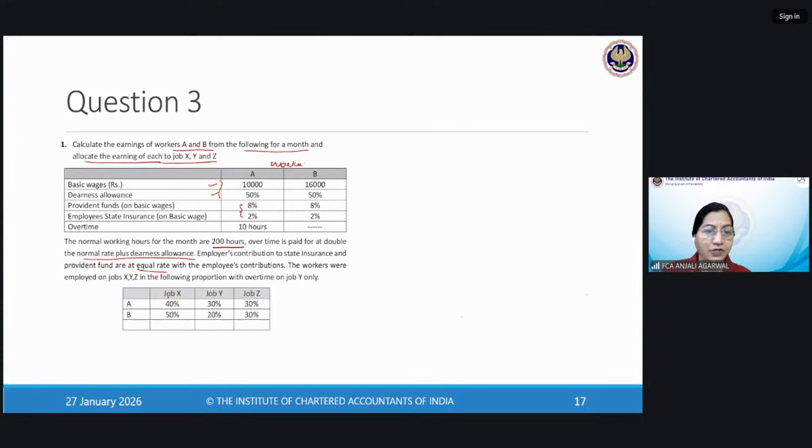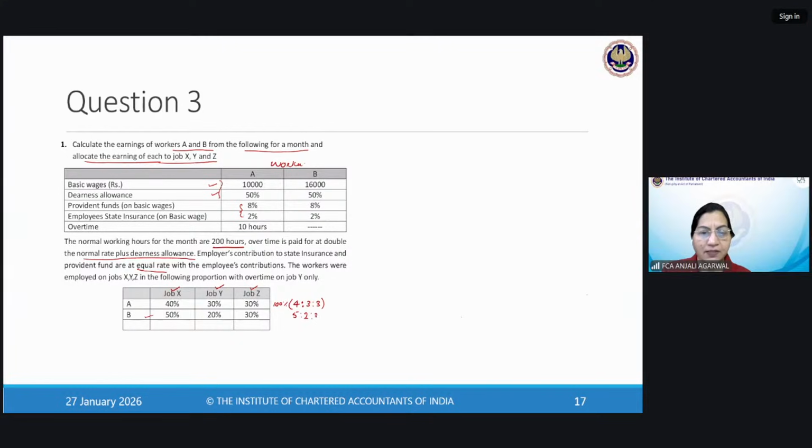Workers are employed on three jobs. So A and B both are doing their job X, job Y, and job Z. So they are both spending their time on these jobs only, as the total is 100%. So whatever the cost is being paid to A has to be allocated amongst job X, Y, and Z in the ratio of 4:3:3. 40 plus 30, 70 plus 30 is 100. So it has to be allocated in the ratio of 4:3:3. And whatever the cost has been incurred on worker B is to be allocated to job X, Y, and Z in the ratio of 5:2:3.